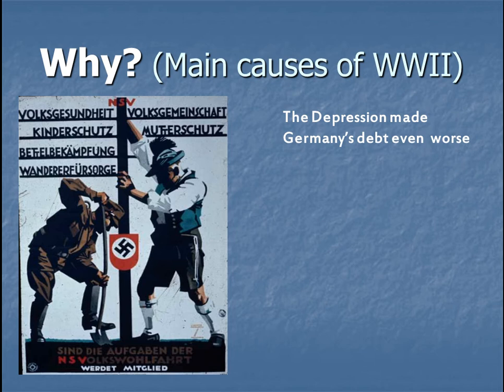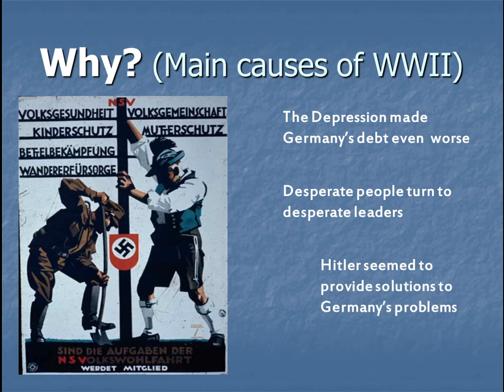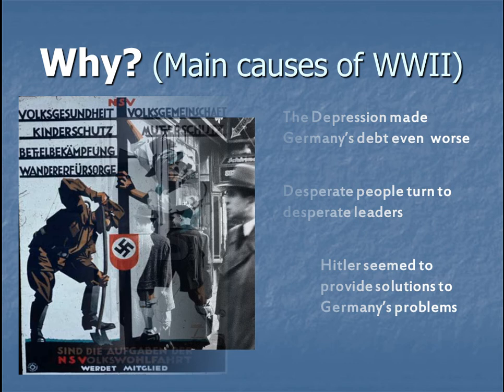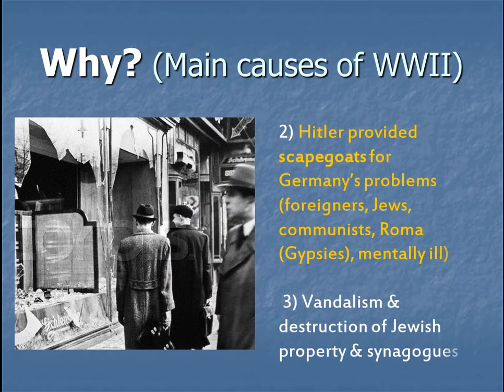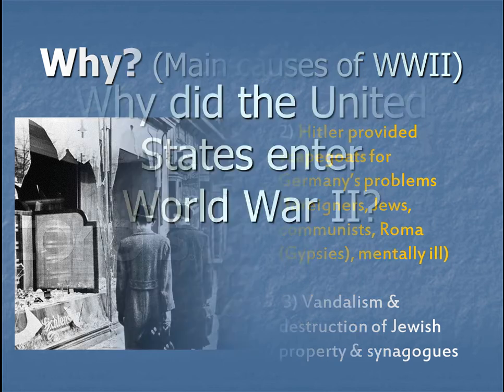Other reasons: Depression made Germany's debt even worse. The desperate people turned to desperate leaders, and of course, that desperate leader was Hitler. Hitler would be the leader, essentially, in the reasonings for World War II, and he used the Jews, communists, gypsies, the mentally ill, as well as other people as the scapegoats for the reasons for the problems in the world. Vandalism and destruction of Jewish property in synagogues, as we saw there.